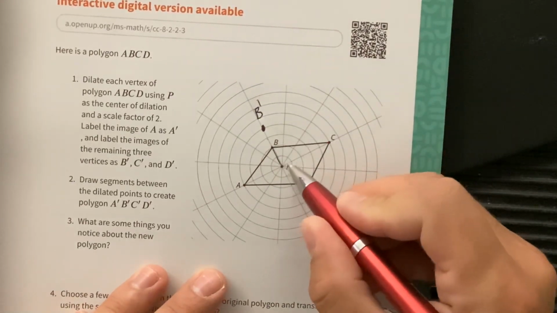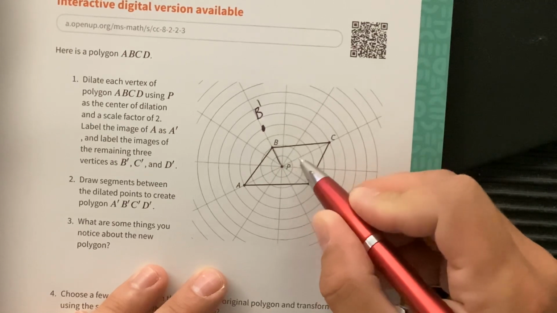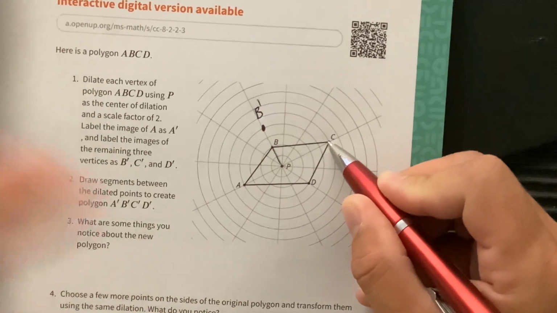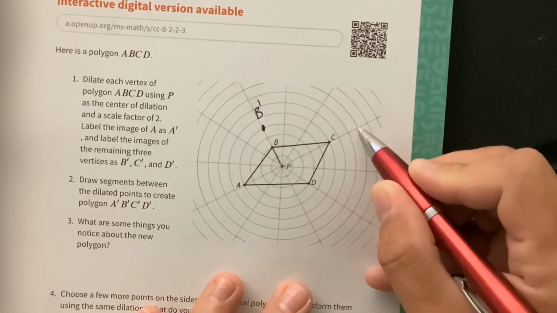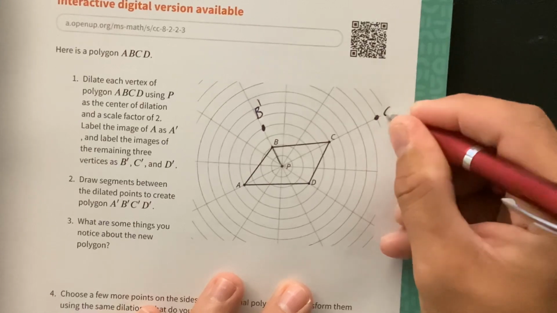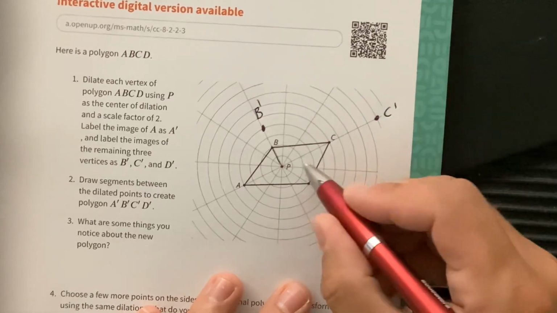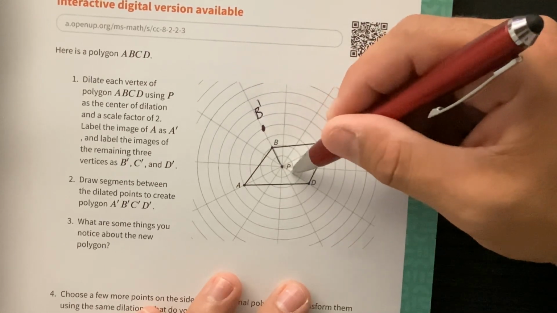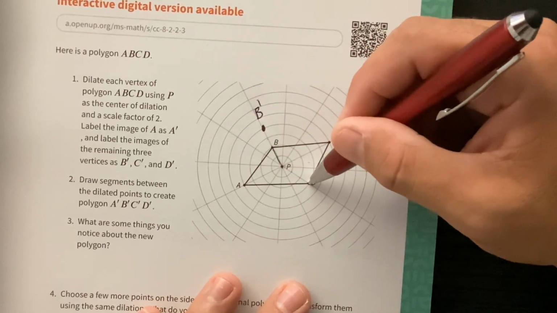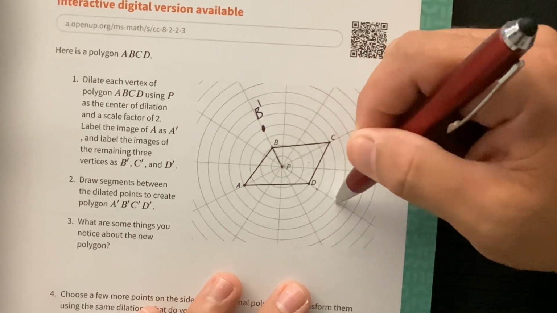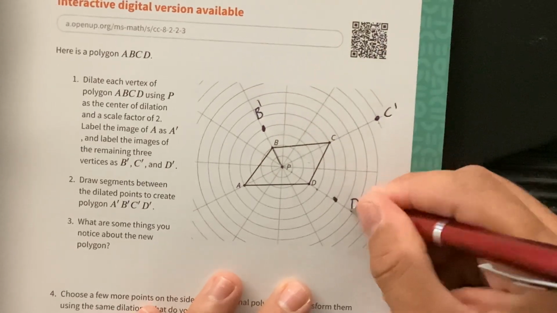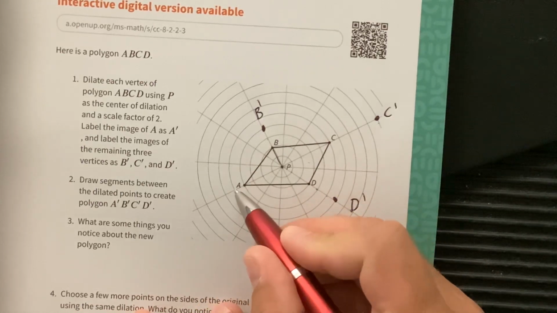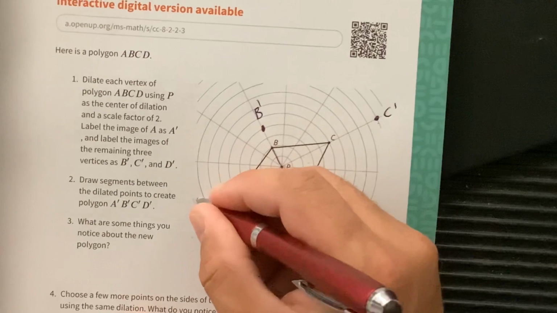C is a distance of 1, 2, 3, 4, 5. So double that would be 10. Make sure you stay on the same line, of course. P to D would be 1, 2, 3, so I need to go to 6. P to A is 1, 2, 3, 4, 5, 6, 7, 8.